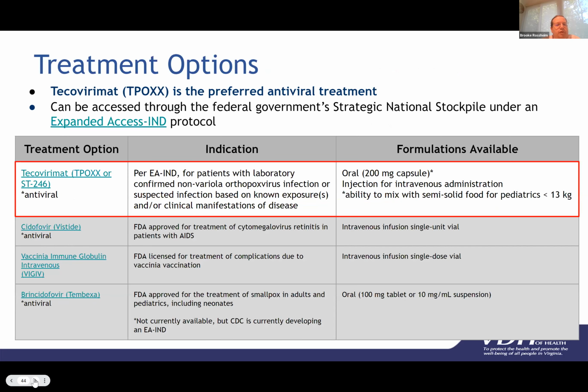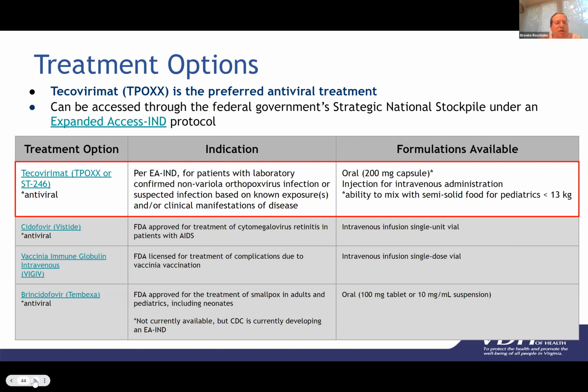So the preferred antiviral is a drug called tecovirimat, and its brand name is TPOXX. So generally we refer to it as TPOXX. TPOXX is available through the Strategic National Stockpile, which is a federal government asset, and it is available under an expanded access IND, Investigational New Drug Protocol. This is basically also known as compassionate use.